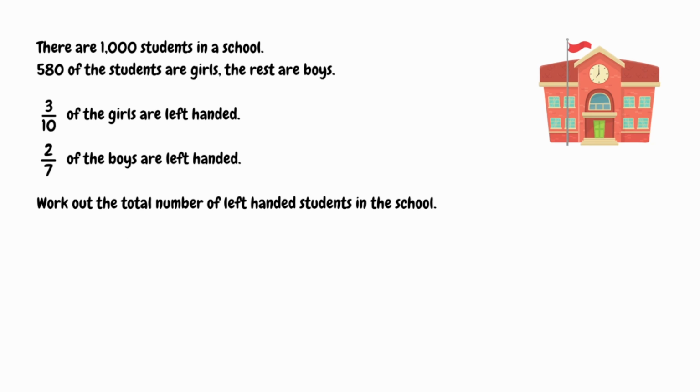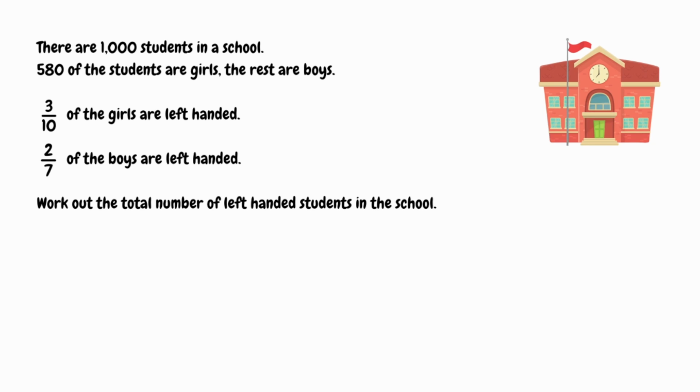So for this first question, we have that there are 1,000 students in the school, 580 of the students are girls, the rest are boys. 3/10 of the girls are left-handed, and 2/7 of the boys are left-handed. We need to work out the total of left-handed students in the school. So let's start with the girls.